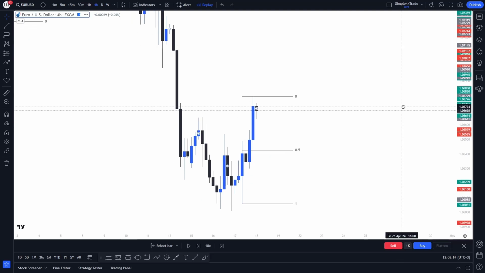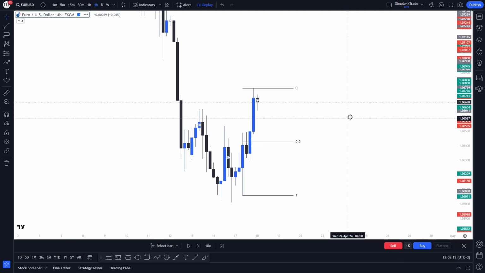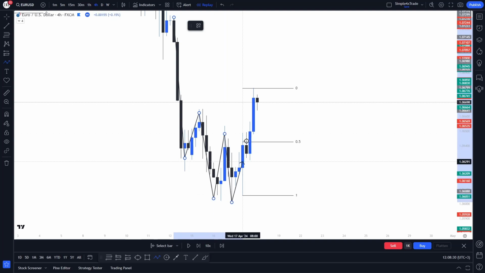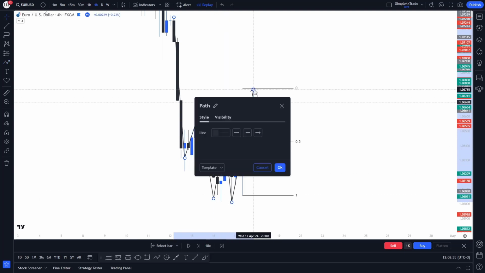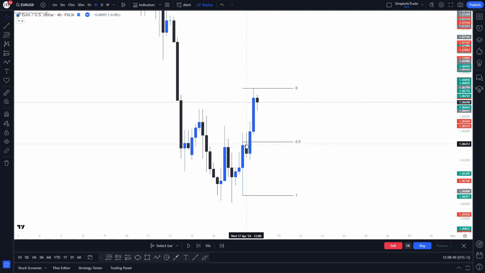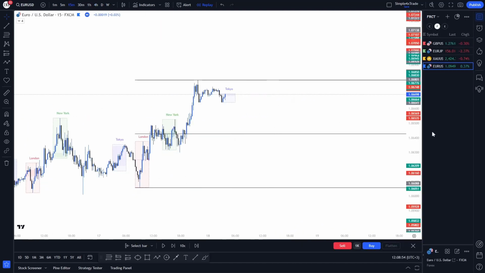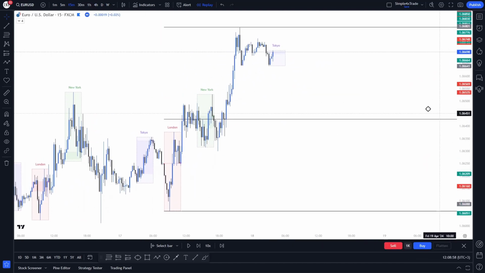Next trade is also on EUR/USD. We see that before that we had a downtrend with new lower lows and new higher lows. Now the last high was broken up and we got this range. After we saw the first bearish candle, we can already move to the 15 minutes time frame and look for the entry. So now we are in the Asian session.